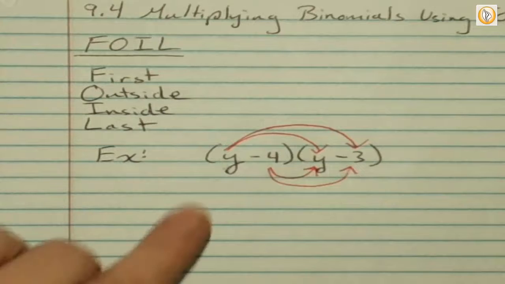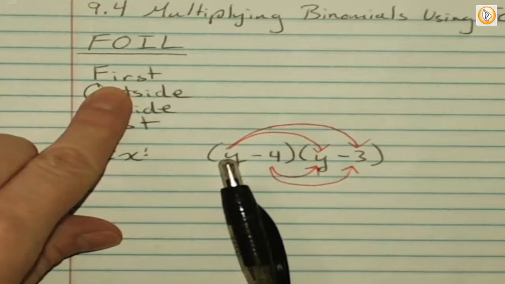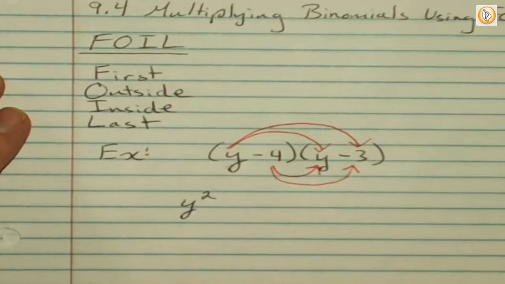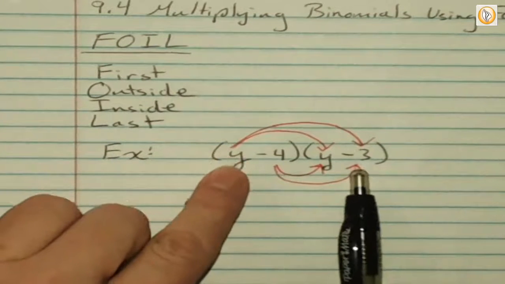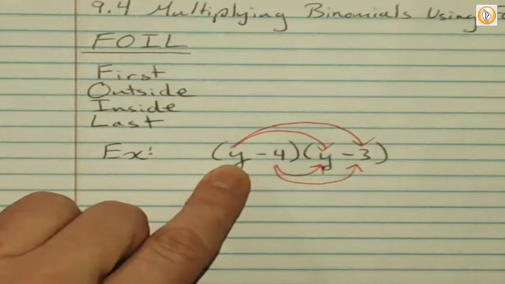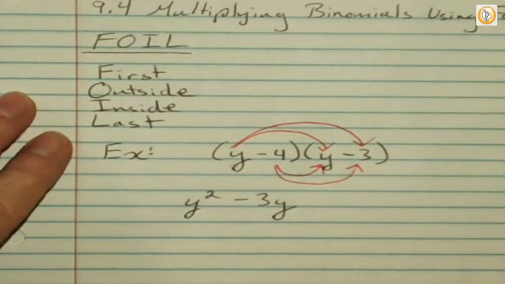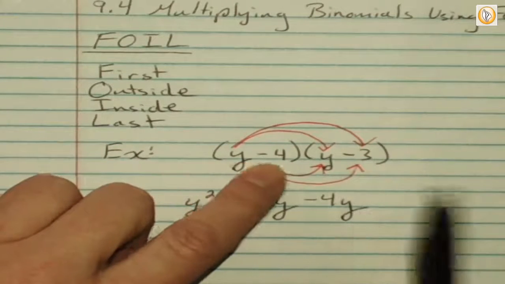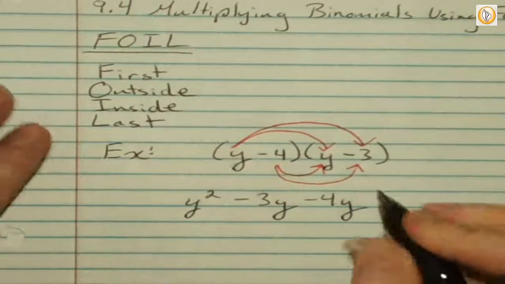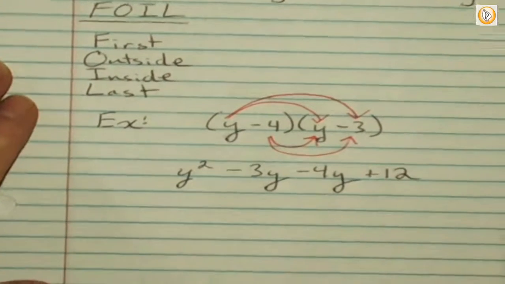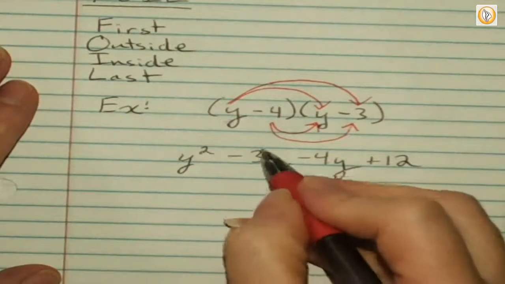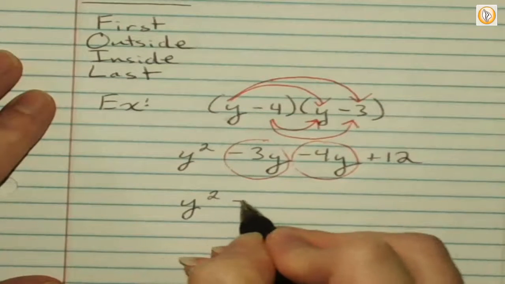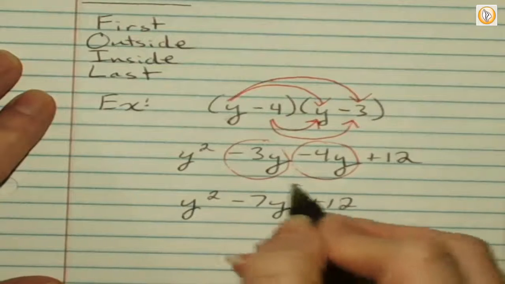Okay, so let's do this. Start with first. Y times y is what? Y squared. Very good. Outside, y times negative 3. Negative 3y. Now inside, negative 4 times y. Negative 4y. And then last, negative 4 times negative 3. 12. Do we have any like terms? Yes. Negative 3y and negative 4y. And what would those be? Negative 7y. And there's your answer. So just like yesterday.